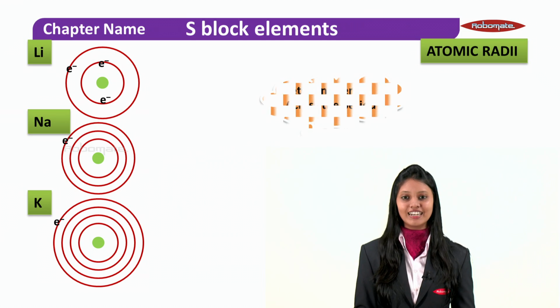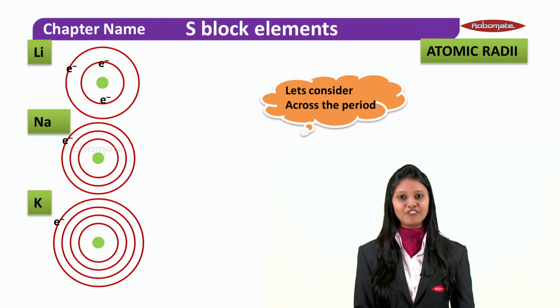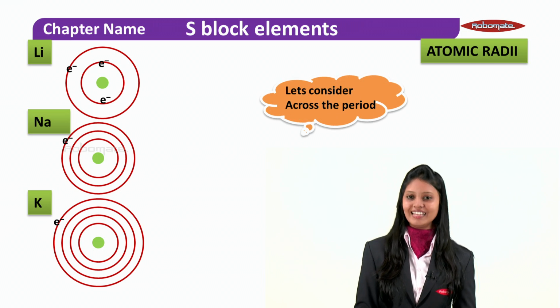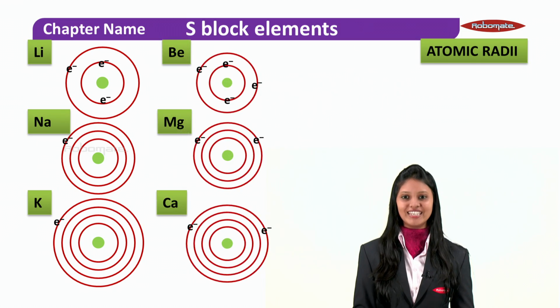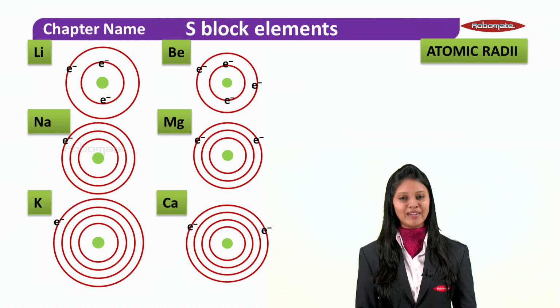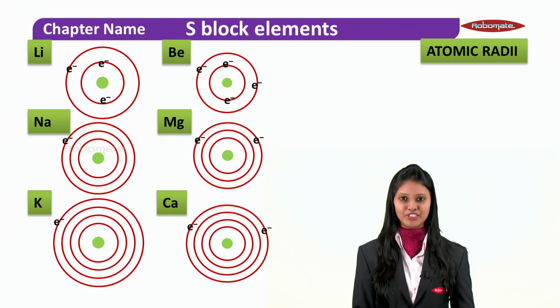Now let's consider across the period. The first element is lithium. The next element in the same period is beryllium. For sodium, the next element is magnesium, and for potassium, the next element is calcium.